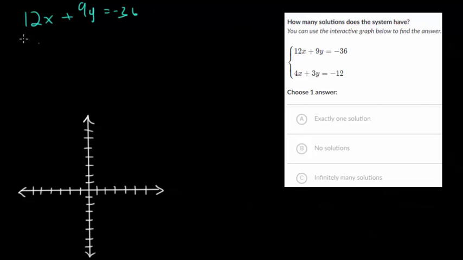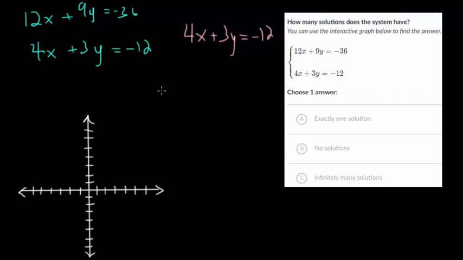Now, one thing you want to do, if you can, is see if you can reduce these numbers. Like, notice that each of these numbers here, the 12, the 9, and the 36, they're all divisible by 3. So let's just start by dividing everything by 3. So you get 4x plus 3y is minus 12. But notice that is the other equation. 4x plus 3y is minus 12. So it's the exact same line.